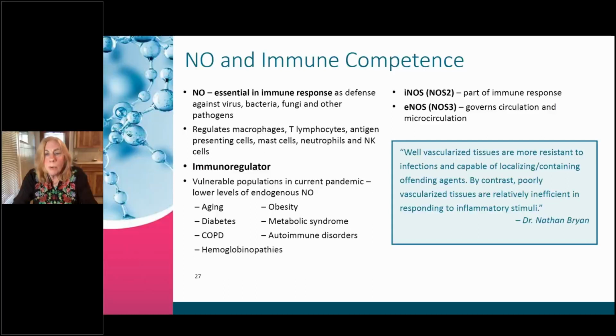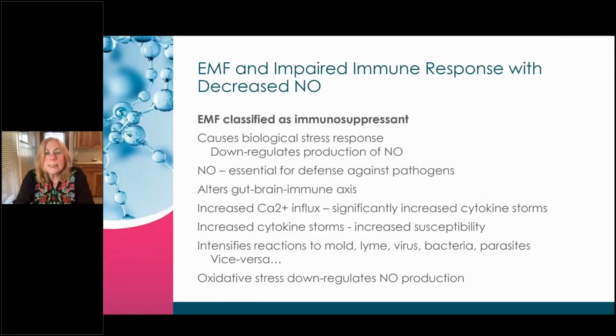So Dr. Nathan Bryan, the premier nitric oxide researcher, said, well-vascularized tissues are more resistant to infections and capable of localizing containing offending agents. By contrast, poorly vascularized tissues are relatively inefficient in responding to inflammatory stimuli. So EMF is classified as an immunosuppressant, causes that biological stress response, down-regulates the production of nitric oxide. And nitric oxide is essential for our defense against pathogens.